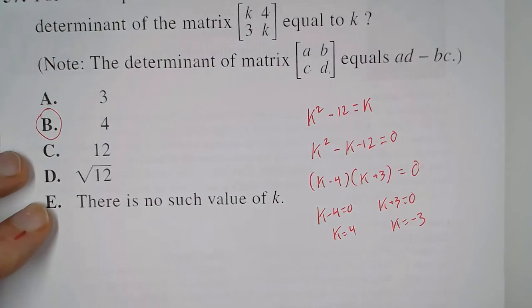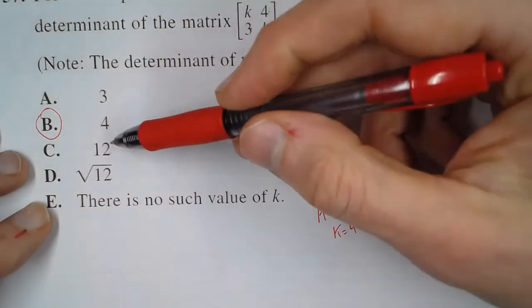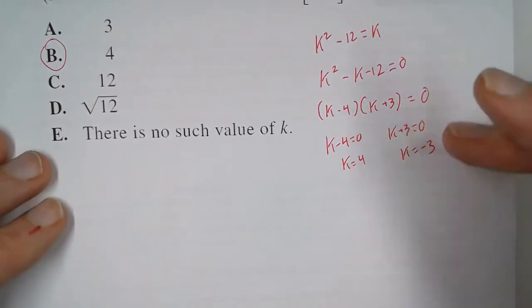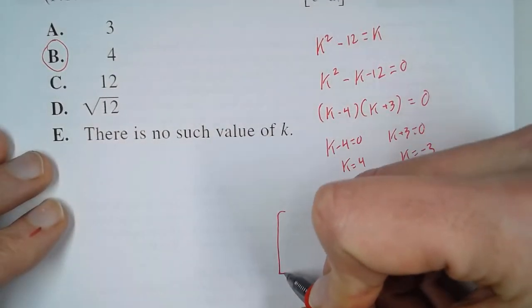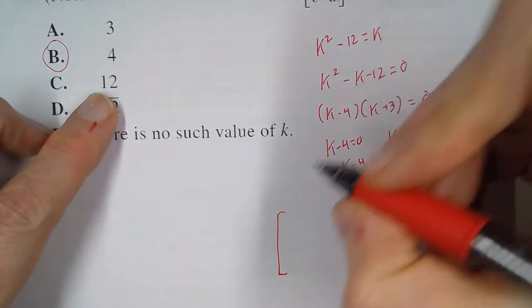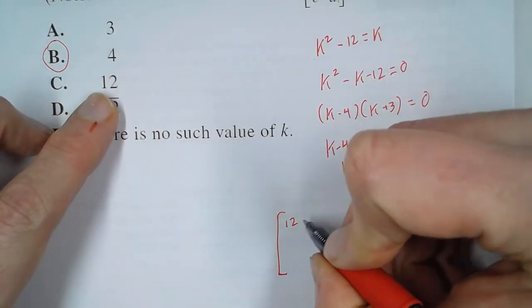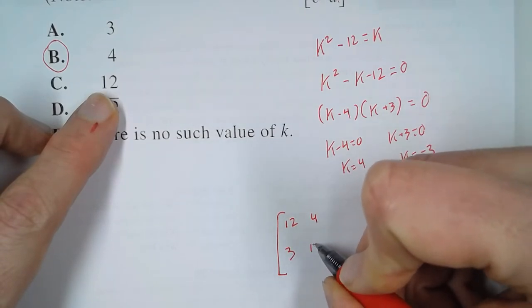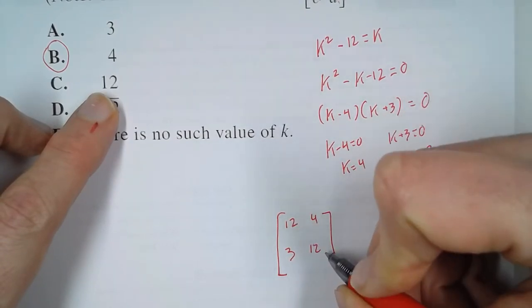Now, let's say you blanked on this. What you can do is you can just pick a number and plug it in and see if it worked. So let's try C. Now we know it's wrong, but let's just try it. So we substitute 12 in for k. So that means 12 goes in the top left and the bottom right.